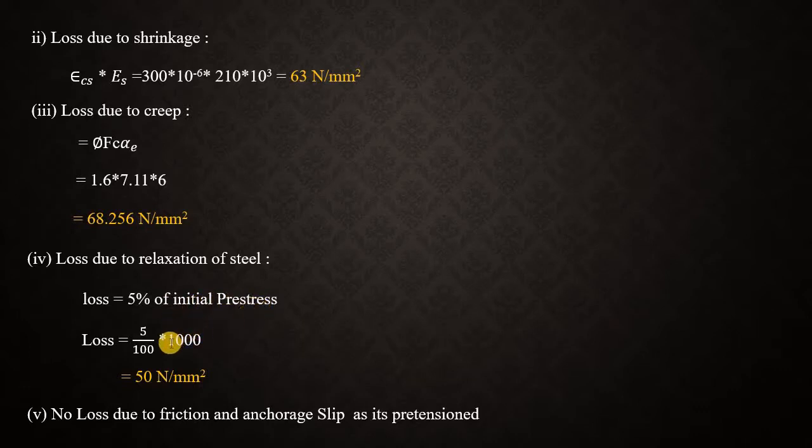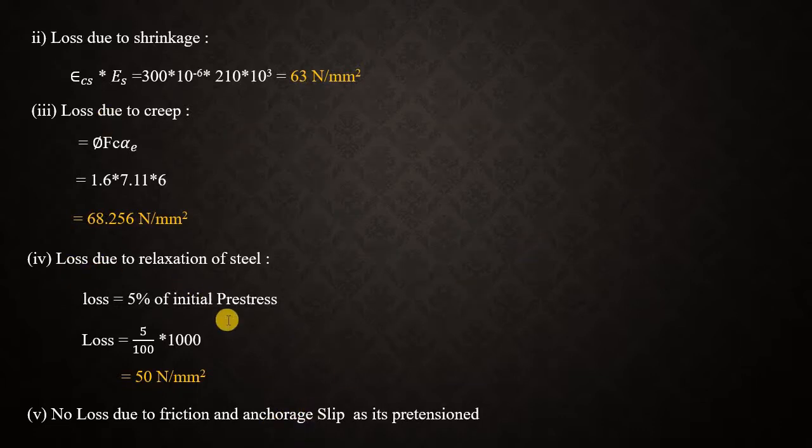So loss is 5% of initial pre-stress. Initial pre-stress is already given, it is 1000. So loss is 5 by 100 into 1000, which gives 50 Newton per mm square as the loss due to relaxation. The fifth loss is friction and the sixth loss is anchorage slip.